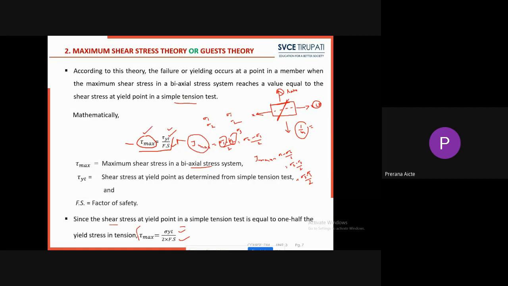The given material is a steel material. How to calculate? Calculate the maximum CS test value for a steel material, for ductile material. How are we going to calculate? The factor of safety value is nearly 0.5. They will give only one value. How to calculate the maximum shear stress value?